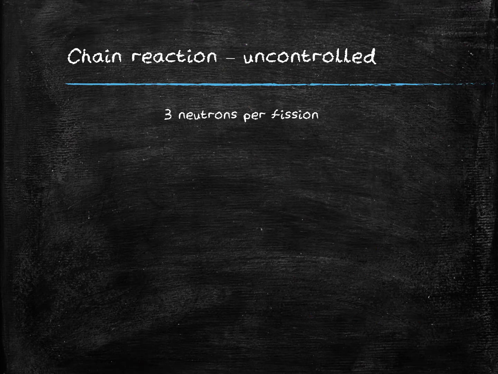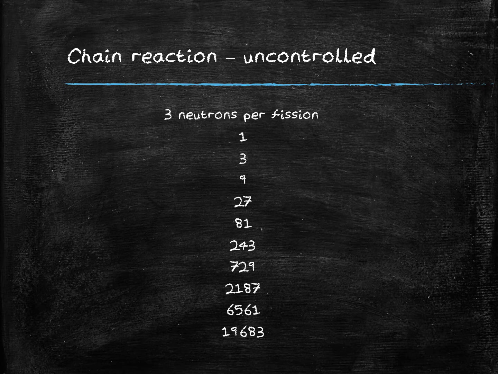So just to give you an idea of the numbers involved here, in a tiny fraction of a second you can go from having 1 to 3 to 9, 27, 81, 243, 729, 2187, 6561, 19,683. Now this is happening within a fraction of a second, and each of those fissions is releasing energy, thermal energy, gamma radiation, all at the same time.